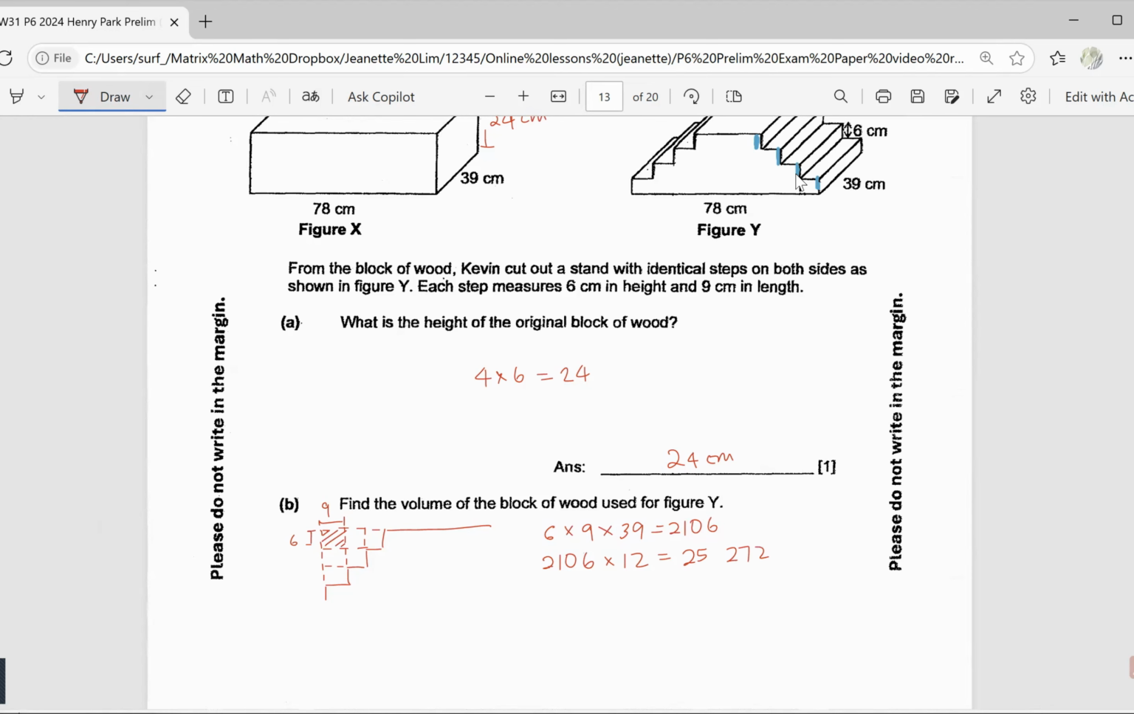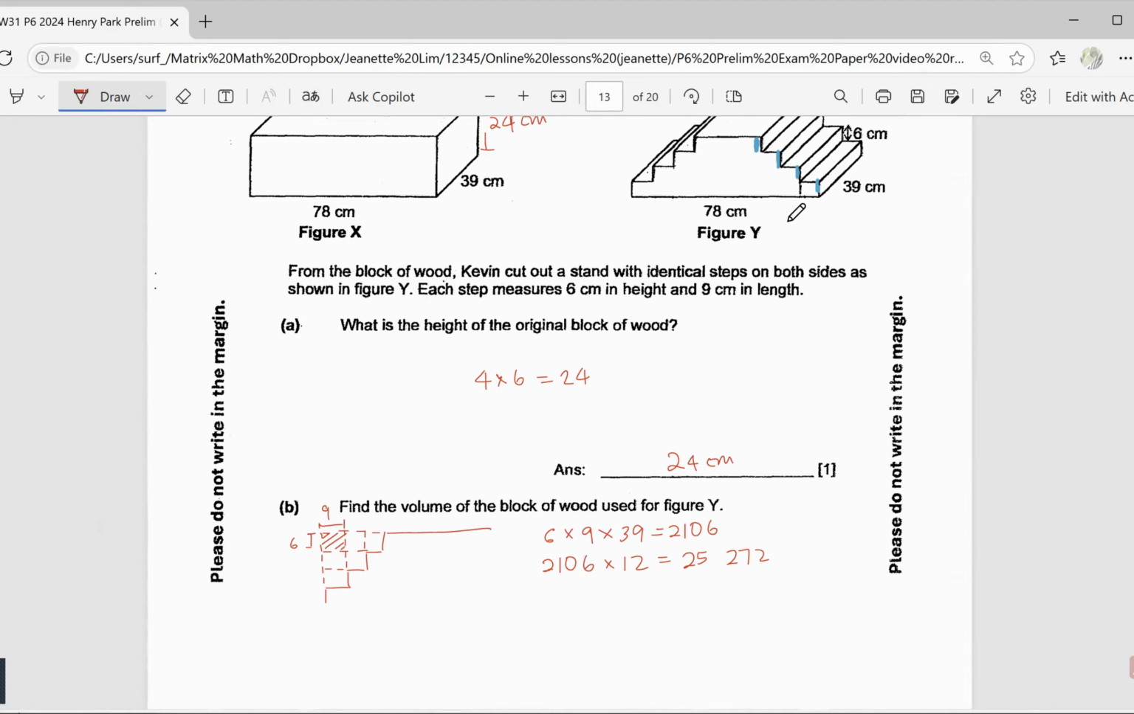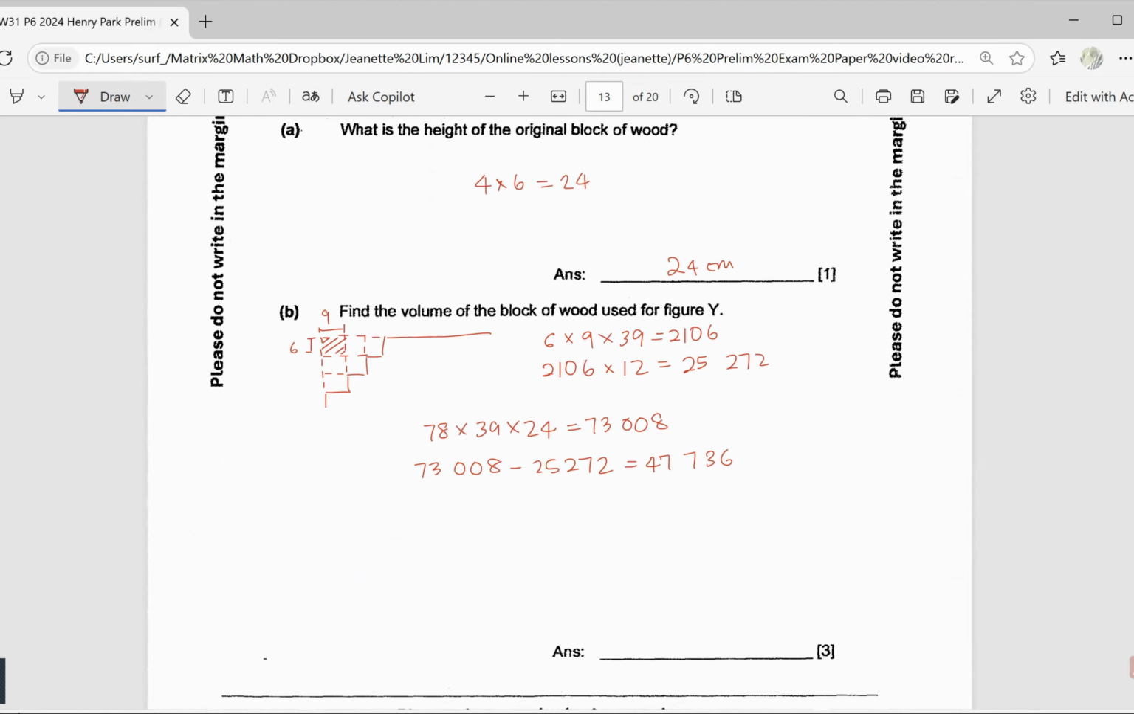25,272. Now, if you take all these and remove it from the original cuboid in figure X, then you get the answer for the remaining volume. So for figure X, the cuboid would be 78 times 39 times 24. 73,008. Then minus away the parts that are taken out, which is the 25,272. You get 47,736. So this is the answer, cubic cm.